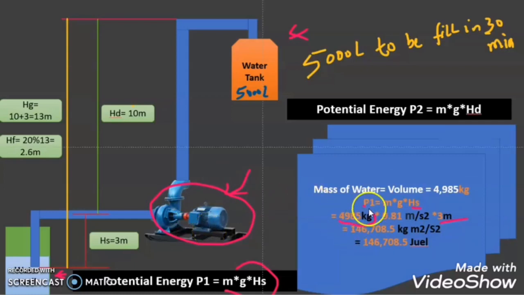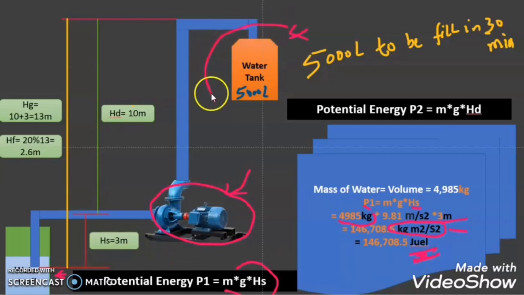So what would be the potential energy? 4,985 kg into 9.81 meter per second square into 3 meter. So the potential energy is 146,708.5 joule. This kg meter square per second square is called joule.